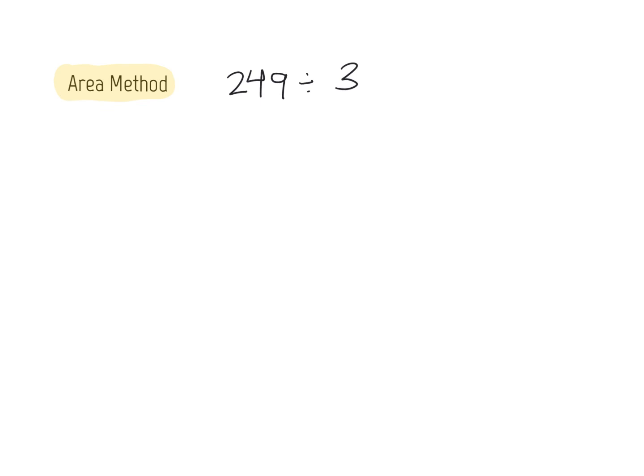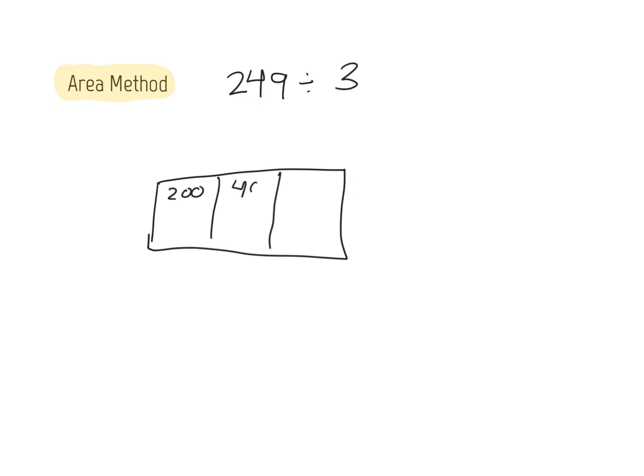All right, so first with the area method, if I were to do 249 divided by 3, I'm going to start with a box. And remember, this box is going to represent the total area of 249, and I'm dividing by 3. So how the area method works is basically if I am dividing 249 by 3, that means whatever 3 times whatever number this is will equal 249. So up here will be my quotient, my answer.